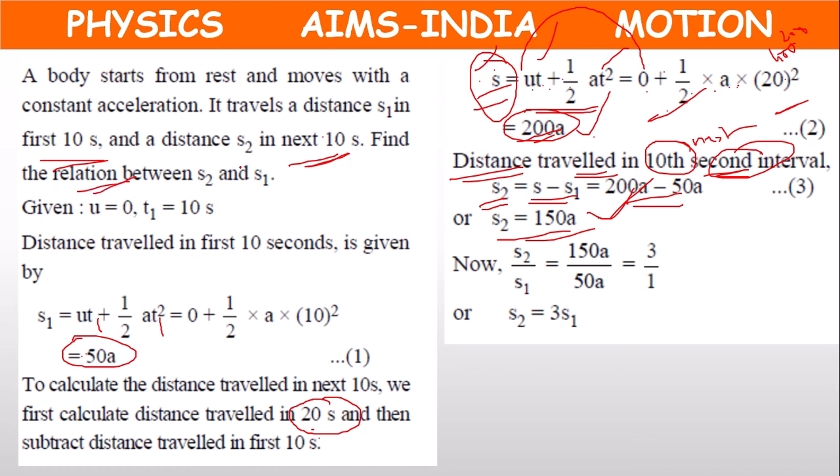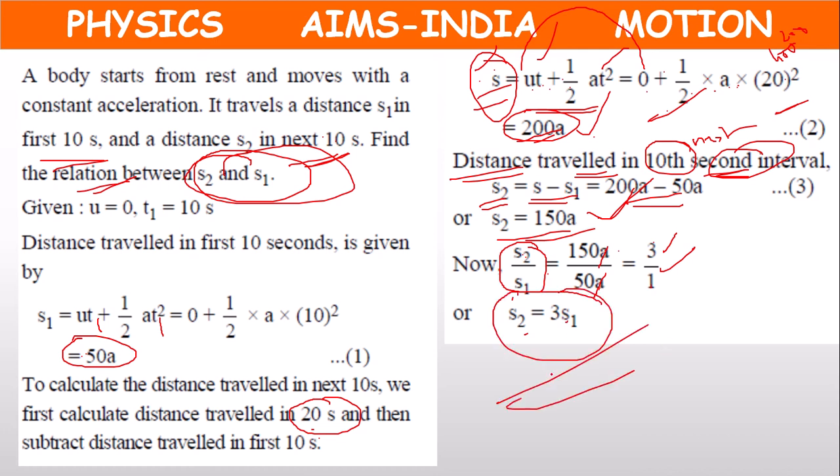Now they have asked us to find the relation between S2 and S1. Let's take the ratio. S2 by S1 equal to 150A by 50A. A gets cancelled. 5 threes are 15, 5 ones are 5. So 3 by 1. 1 into S2, S2. S1 into 3, 3S1. So S2 is equal to 3S1. This is the relation.